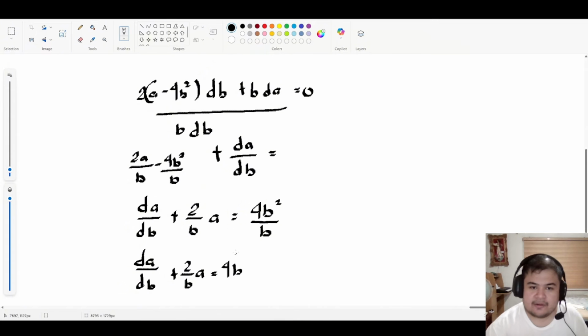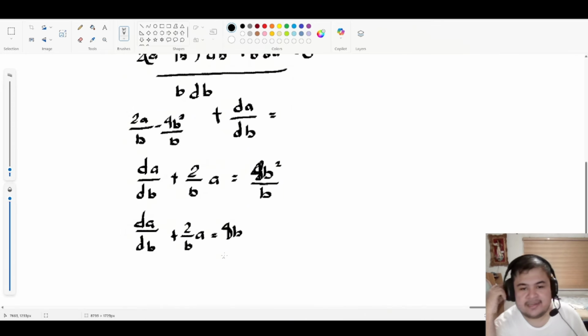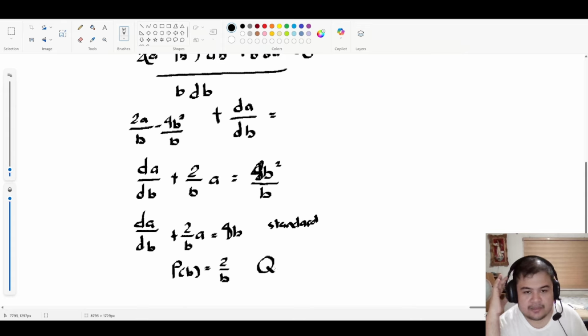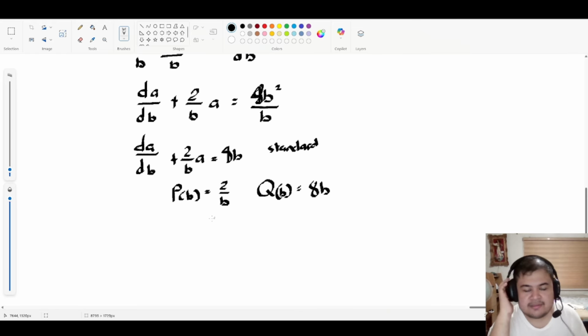That's not 4b, because 2 times 4 is 8. So that's not 4b, that's 8. Okay, that's 8. So this is your linear standard form. When you find that the differential equation is linear, you transform it to this form. Then you identify whatever is beside your first degree variable, which is 2 over b, and whatever is on the right side, which is Q of b, 8b. This is your linear standard form.